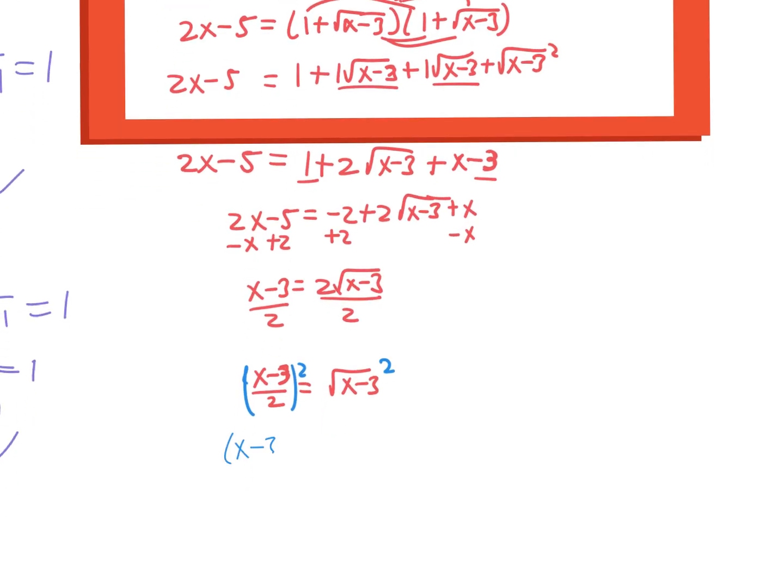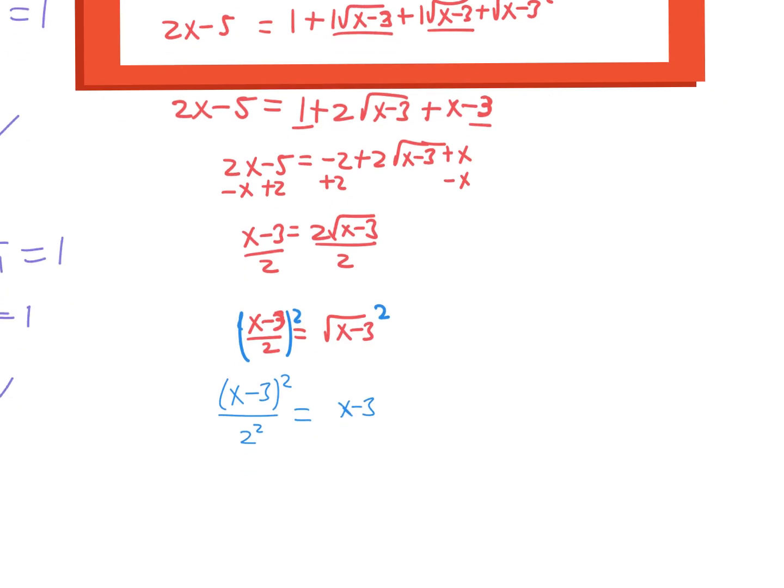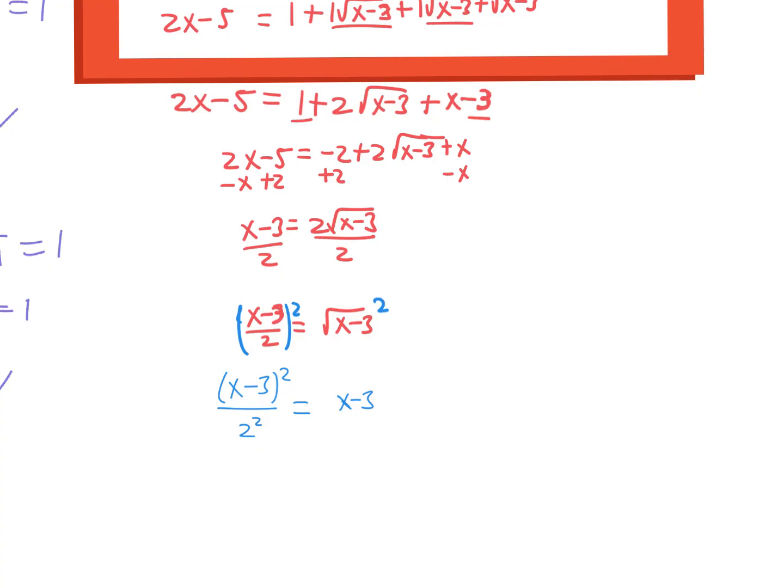So this is going to become x minus 3 squared over 2 squared equals the square root of x minus 3 squared. Or I'm sorry, actually doing that got rid of the square root, right? So this just becomes x minus 3. All right, and then simplifying the left-hand side, we can FOIL x minus 3 squared. You guys can verify that if you need to, but that's going to leave us with x squared minus 6x plus 9.